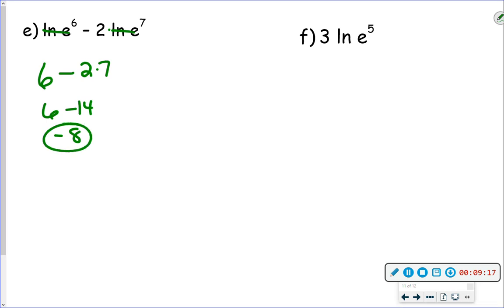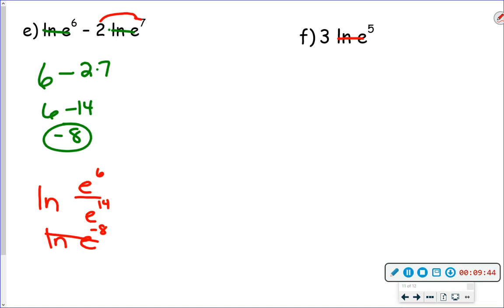Another way you could do it, you could use the properties. You could condense this 2 ln subtracted, condensed to 1 divided. And, of course, that 2 is really an exponent. So power to power, we're going to multiply those. Now, e to the 6 over e to the 14, we subtract our exponents when you divide. So 6 minus 14, ln and e cancel. Either way you do it, you will get -8. Doesn't matter to me.